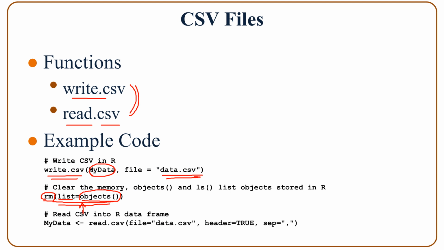So once you have written the data to the CSV file, and you clear the memory, later on, if you want to read back the data, use read.csv, right? Read from data.csv, and store the result into myData. You can also use write.table and read.table, and this is the example code for writing and reading data frames.